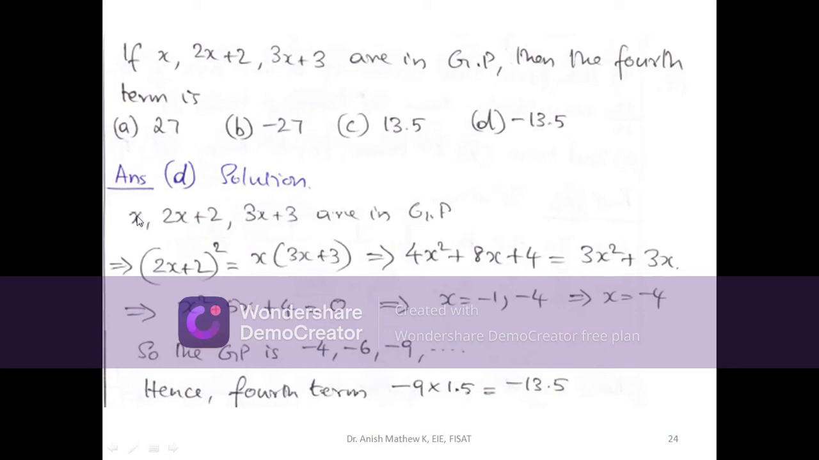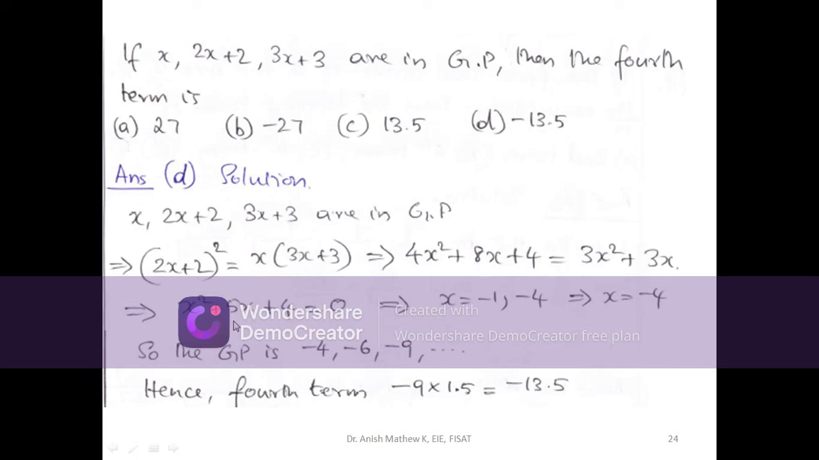So how did you get this? x, 2x plus 2, 3x plus 3 are in geometric progression, which means 2x plus 2 whole square equal to x into 3x plus 3. If A, B and C are in geometric progression, then B square equal to AC. When you expand the terms on both sides, you have 4x square plus 8x plus 4 equal to 3x square plus 3x. When you equate the terms, you have x square plus 5x plus 4 equal to 0.